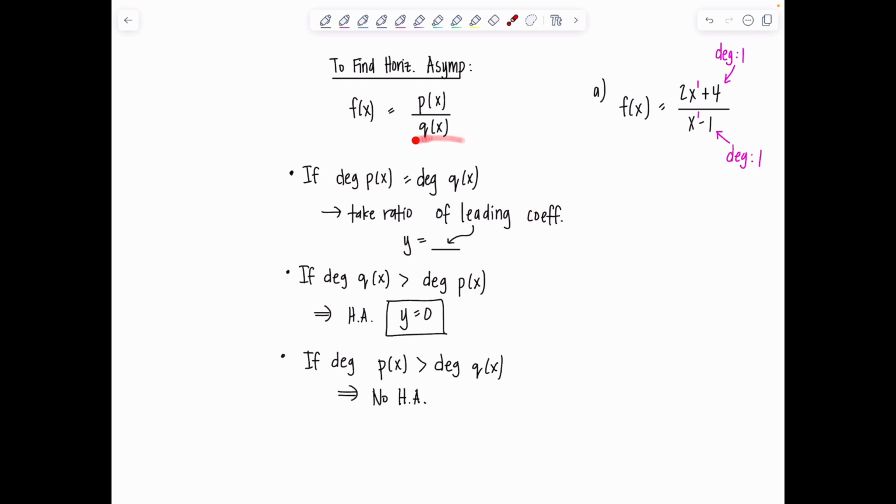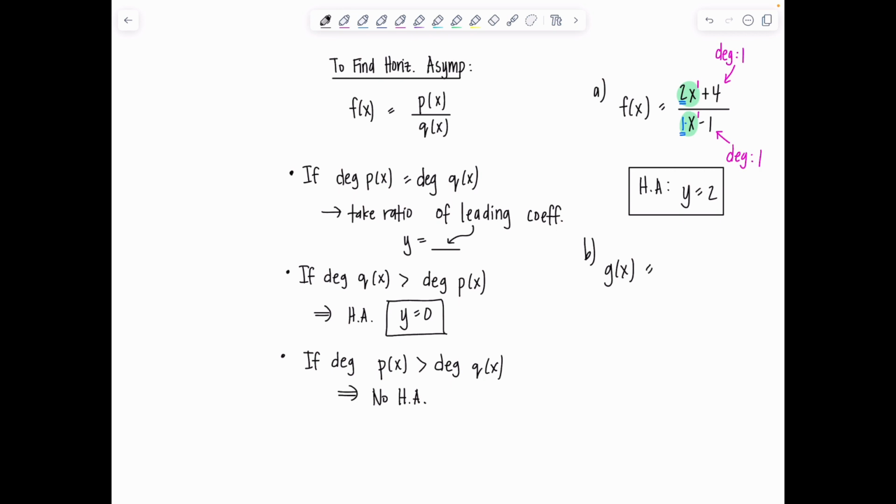The equation of my horizontal asymptote can be found by taking the ratio of the leading coefficients. You look at the highest degree terms and you take the ratio of the coefficients. So you have 2 in front of an x in the numerator and 1 in front of x in the denominator. You just divide those. You take their ratio. So the horizontal asymptote would be at y equals 2 over 1, which is 2. Okay, not too bad. Let's change it up.